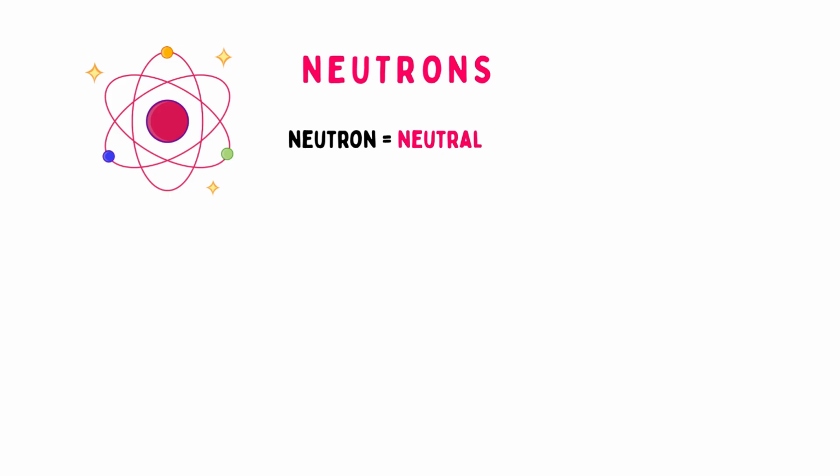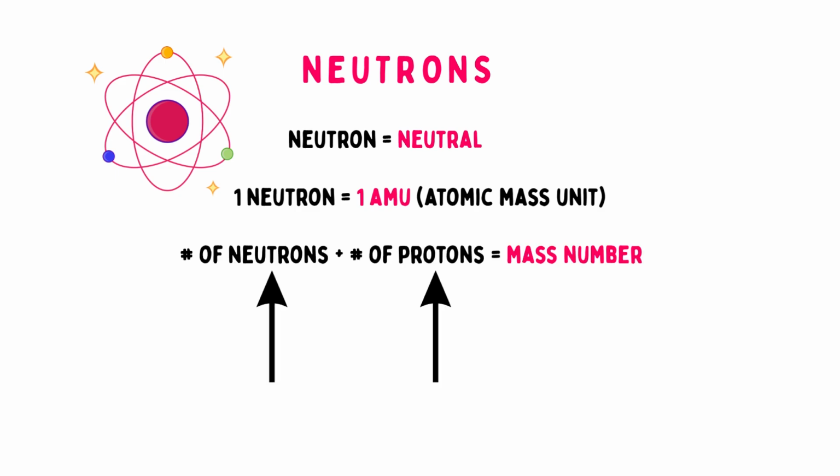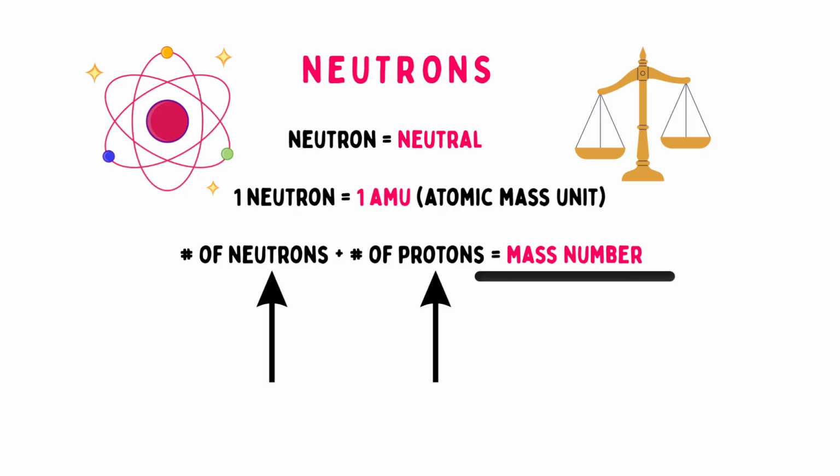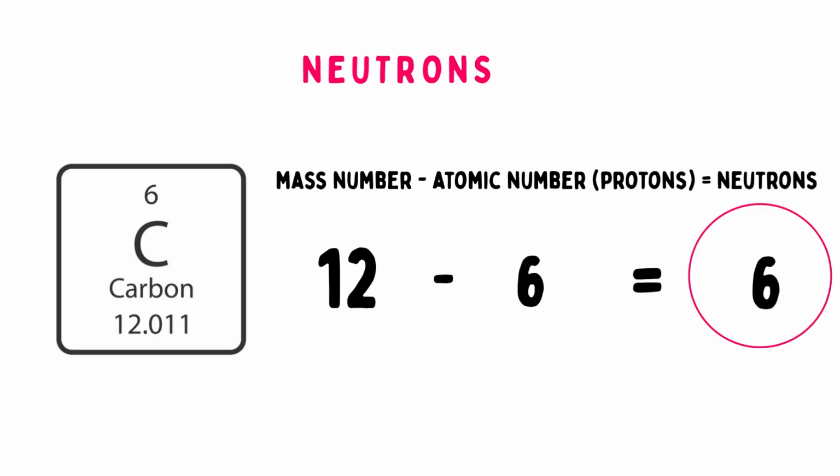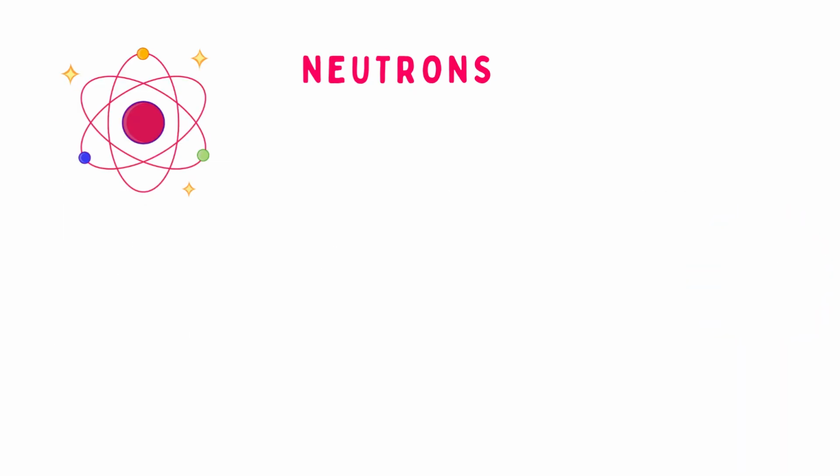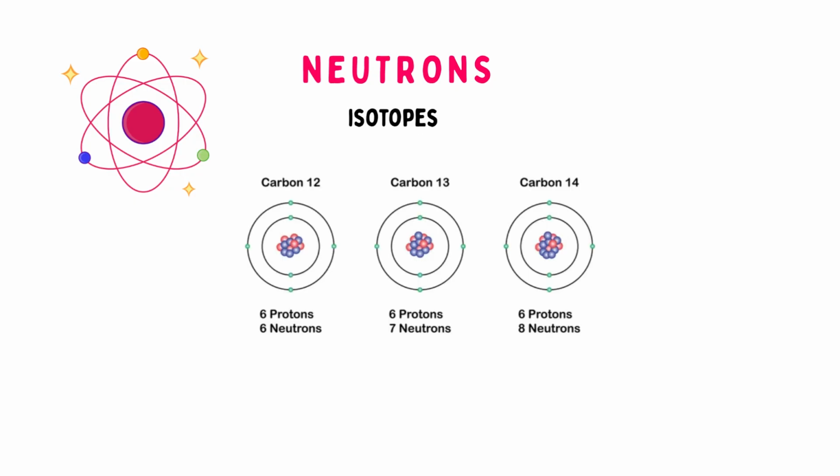Neutrons have neutral charge. You can remember that because neutron and neutral both start with the same 5 letters. Each neutron also has a mass of approximately 1 atomic mass unit, like protons. Together, protons and neutrons make up almost the entire mass of an atom. This is known as the mass number and is the sum of protons and neutrons. You can find the number of neutrons an element has by subtracting the atomic number from the atomic mass. Atoms of the same element can have different numbers of neutrons, and these variations are called isotopes. For example, carbon-12 and carbon-14 are both carbon atoms, but they differ in their number of neutrons.